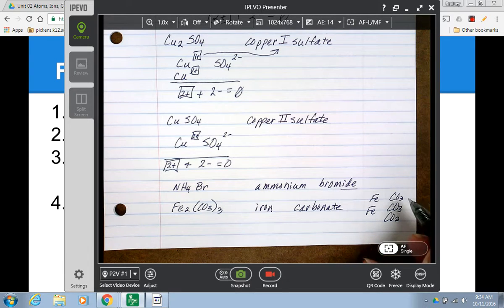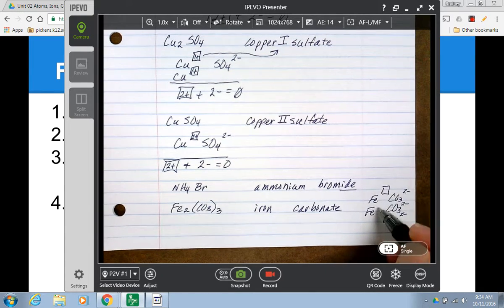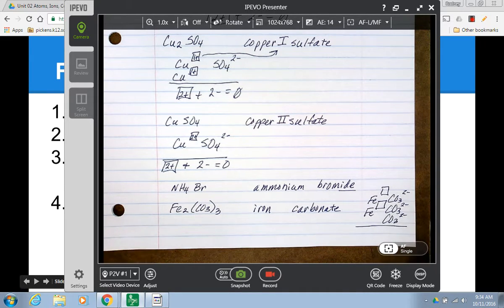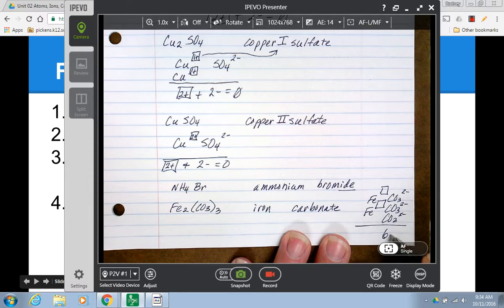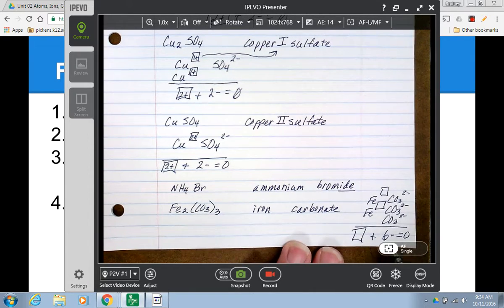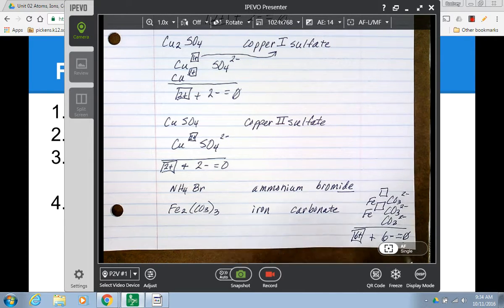Now, each carbonate has what kind of charge on it? A 2 negative, 2 negative, 2 negative. We don't know what the charge on each iron is going to be. That's what we're trying to figure out. So we have to look at the sum of your carbonates. So that gives you a 6 negative. So that has to equal up to 0. So in order for that to equal up to 0, we need 6 positives over here.